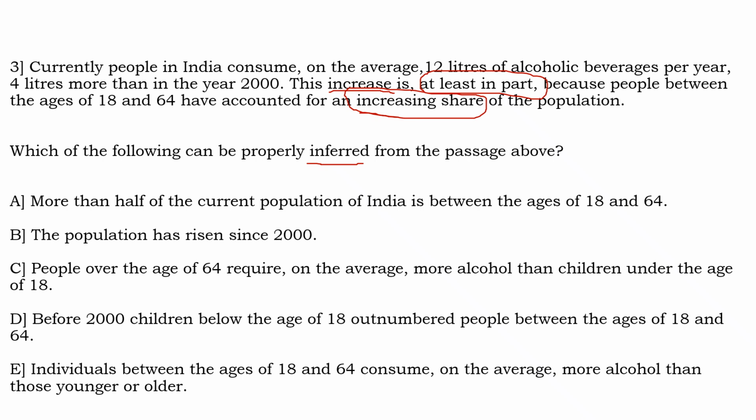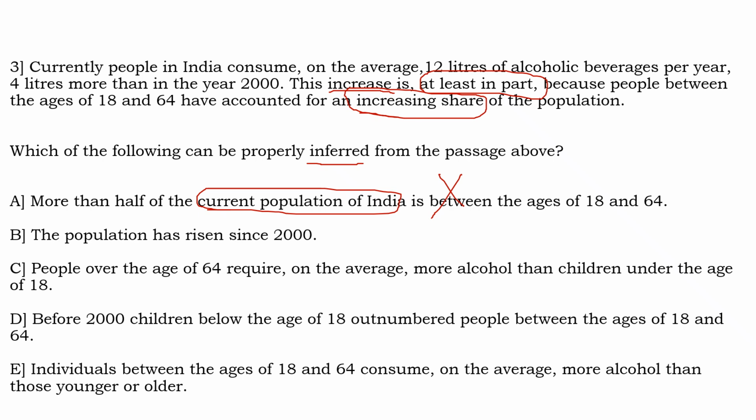So once you understand that, the answer becomes very simple. Option A: more than half of the current population in India is between the ages of 18 and 64. Can we say anything about the population of India? We are already talking about the population between the ages of 18 and 64, and we know the majority of the alcohol consuming population is between those ages. About the total population of India, we cannot make any inferences because we don't have any facts in the passage. So don't make inferences based on facts that are not provided to you. That is why this is wrong.